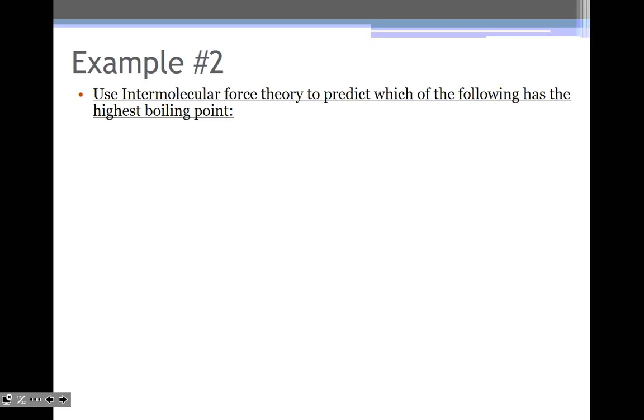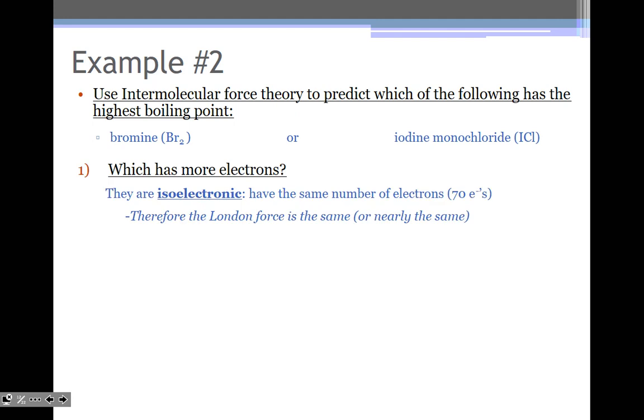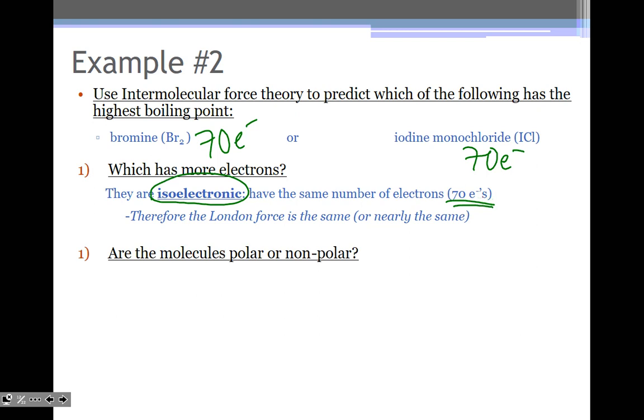Let's take a look at example number 2. Use intermolecular force theory to predict which of the following has the highest boiling point. Okay, let's take a look. Bromine or iodine monochloride? Well, which has more electrons? They're called isoelectronic, which means they have the same number of electrons. This has 70 electrons. This guy has 70 electrons. And that's total electrons, remember, not valence electrons. Do not make that mistake. Okay, so problem. Both have the same number of electrons.